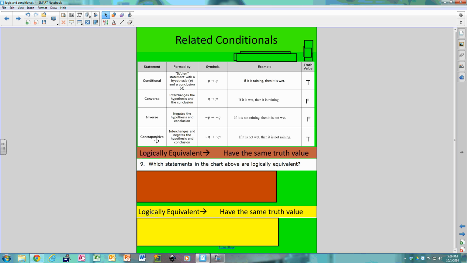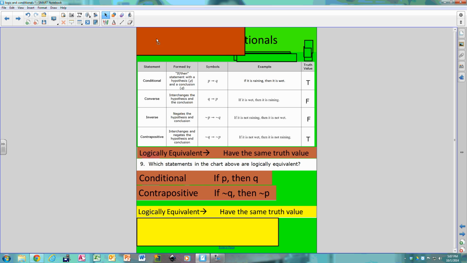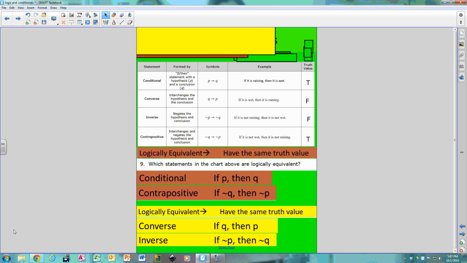So what we look at is things being logically equivalent. That means they have the same truth value. For example, which statements in the chart are logically equivalent? Well, we look at the fact that the conditional and the contrapositive are both true. So we have, if P, then Q, and if not Q, then not P. And then we look at the two middle terms, which are converse and inverse. This works every time. So if your first one is true, the last one has to be true also. So make sure when you're writing it that it makes sense. And these two will always be the same. If your first is false, then the last will be false. And the middle will be the same also.